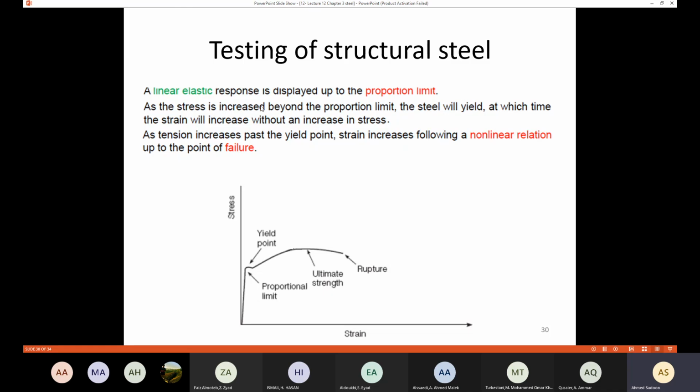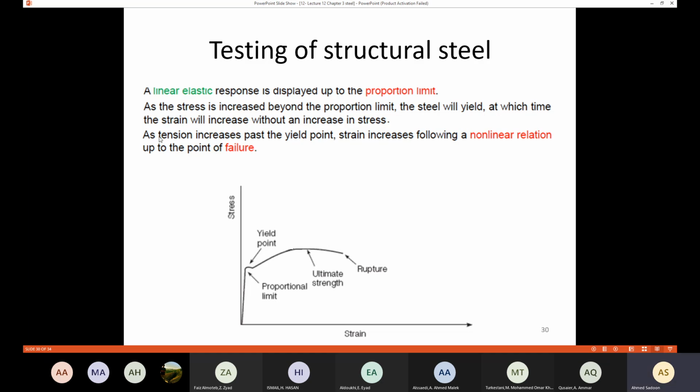Then as the stress is increased, when we increase the stress beyond the proportional limit, the steel will yield. Yielding means that the strain will increase without an increase in stress. So here, the strain is going to increase without any increase in the stress. We call this level or process yielding.